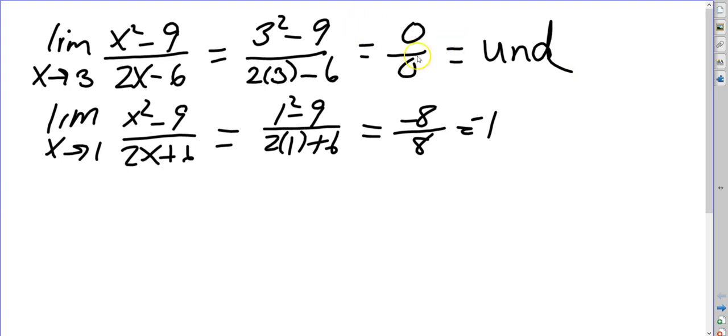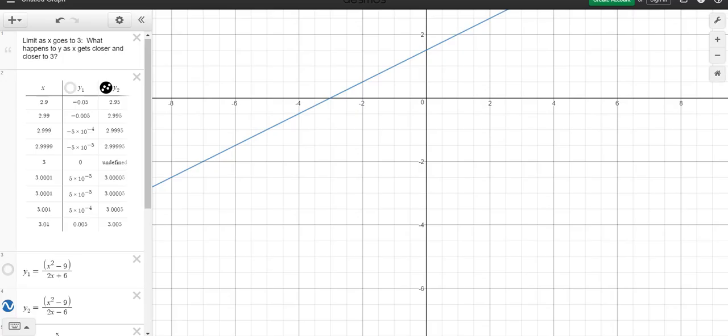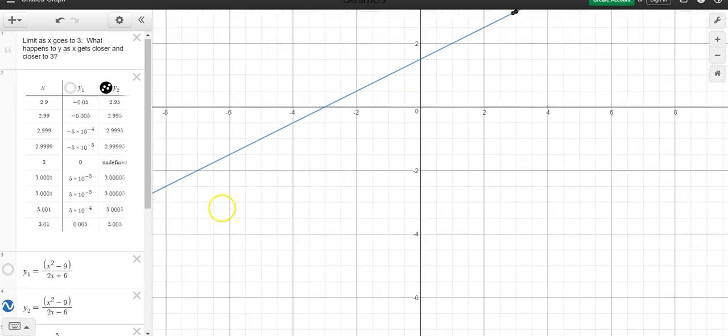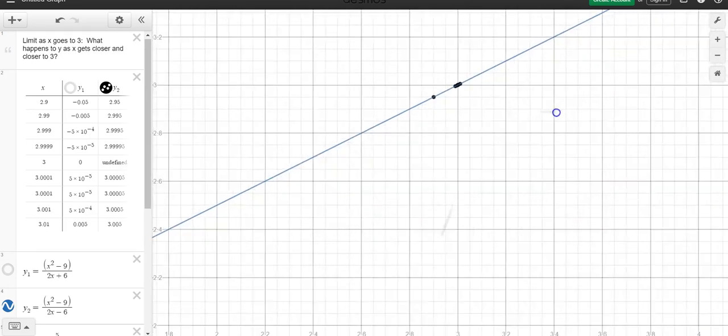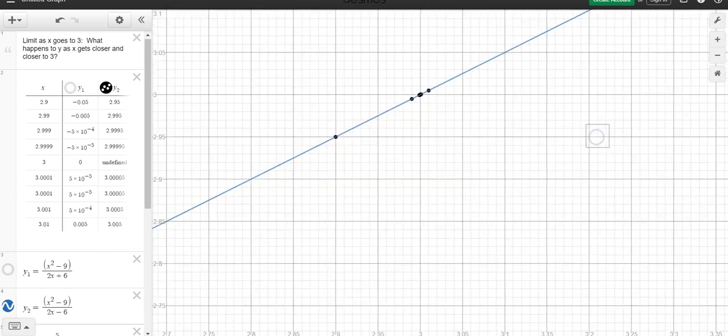Now we need to look and see what happens on the graph when we get this 0 over 0 situation. Since there is no actual value, I'm going to check and see what happens when x gets really, really close to 3 on this graph. So here we are. Here's where x is 3. And I've got some different values here.